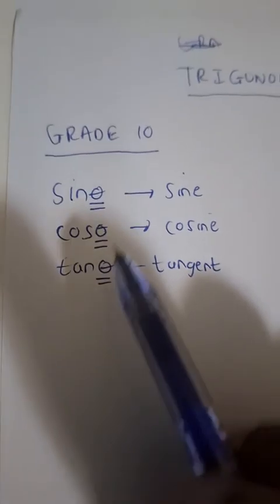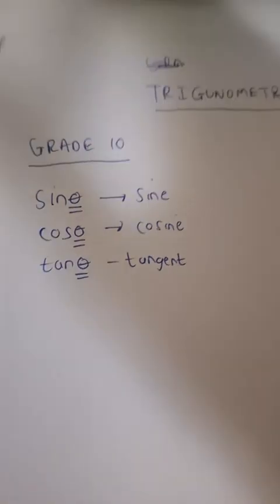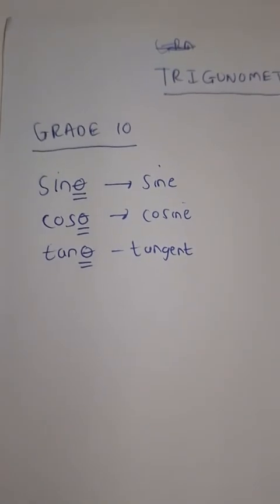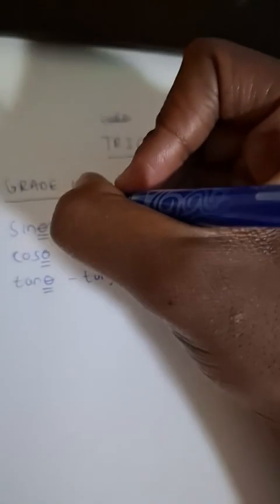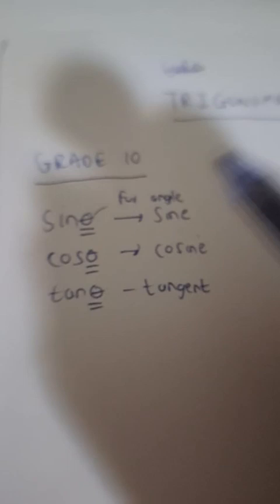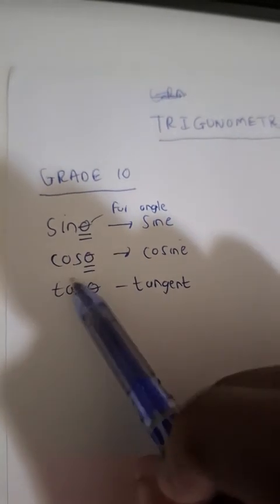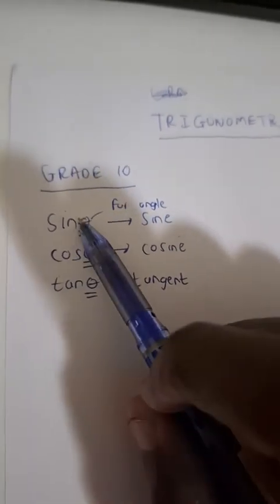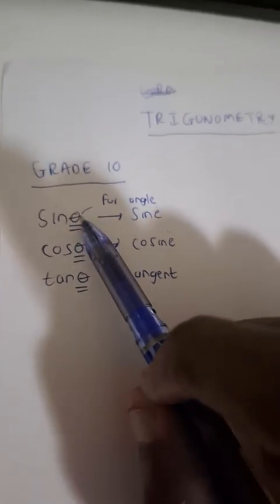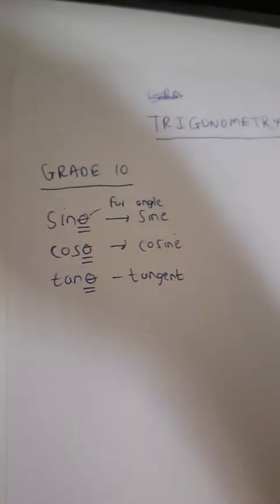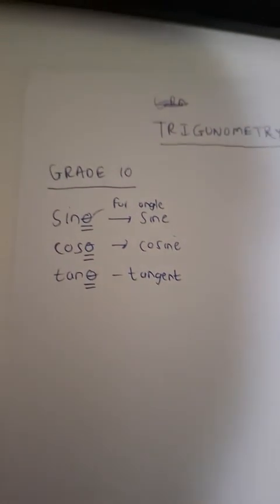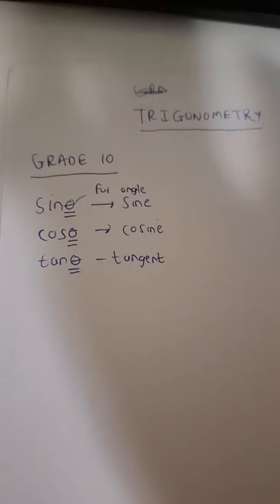Then we would usually use this symbol. This symbol is called theta, and it's just a Greek letter, guys. It basically stands for an angle. So sine, cos, and tan are the 3 basic trigonometric ratios, and theta represents an angle. That is just to get us started.